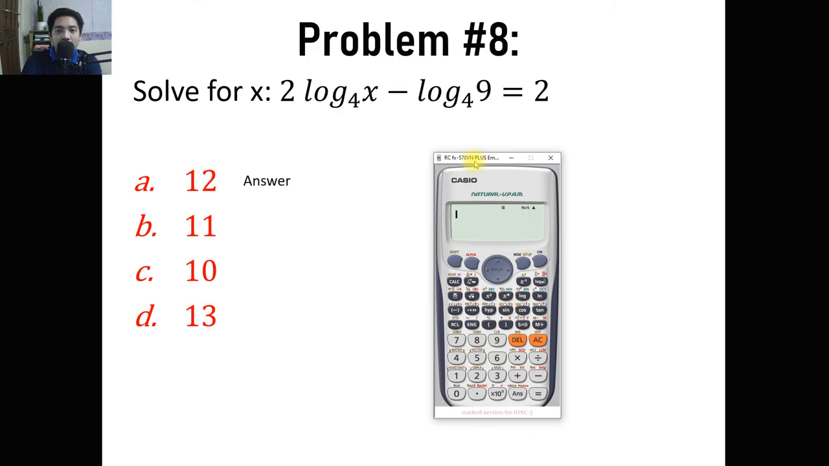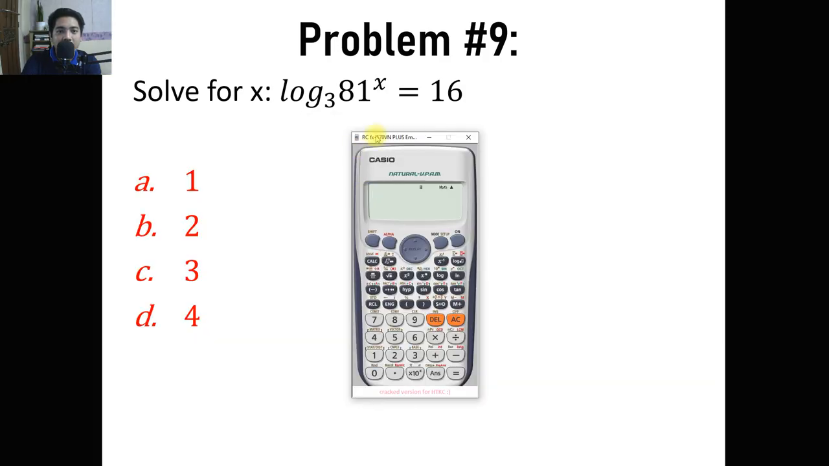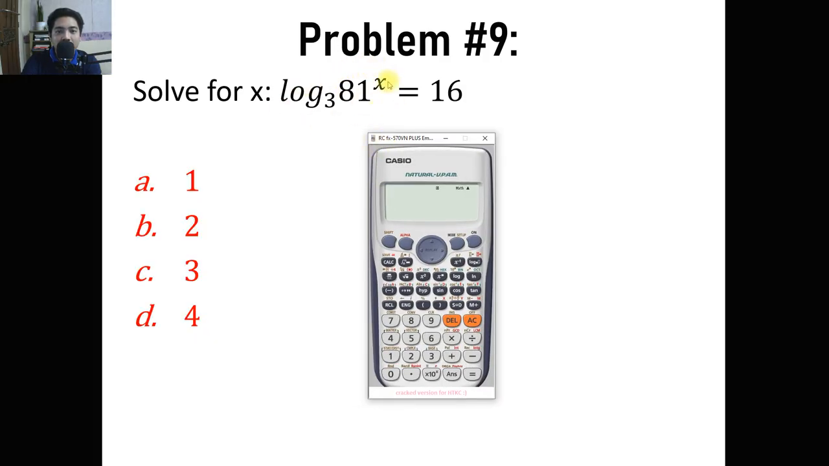Okay, for problem number 9, solve for x: logarithm of 81 raised to x with base 3 equals 16. Same process. We click log with base here in our calculator. We enter the base, which is 3. And then we have 81 raised to alpha x, and that is equal to 16. So we have alpha calc for the equal sign, and then 16. Then shift solve.